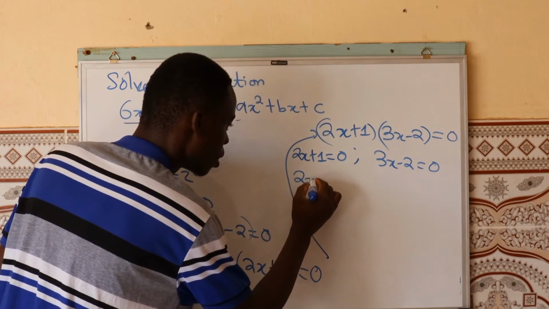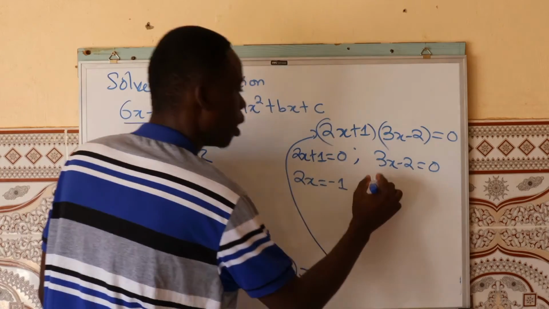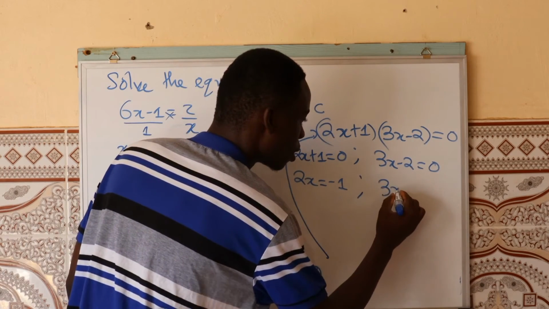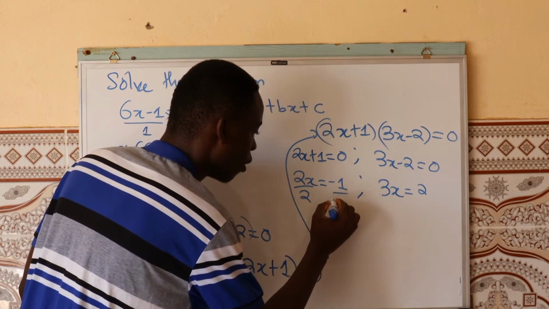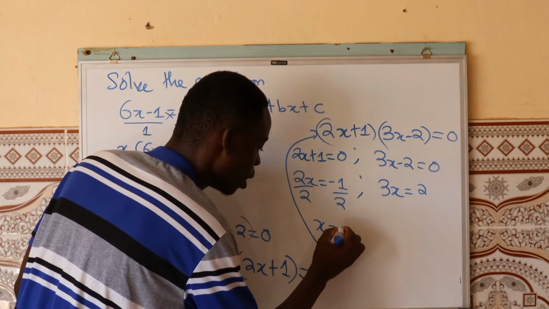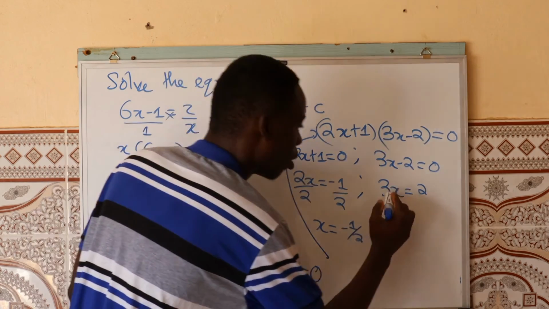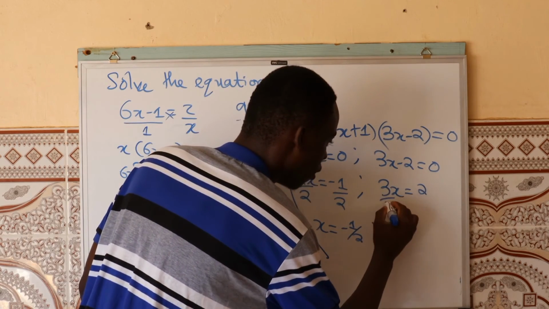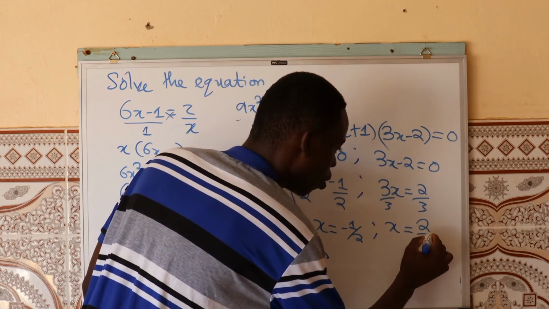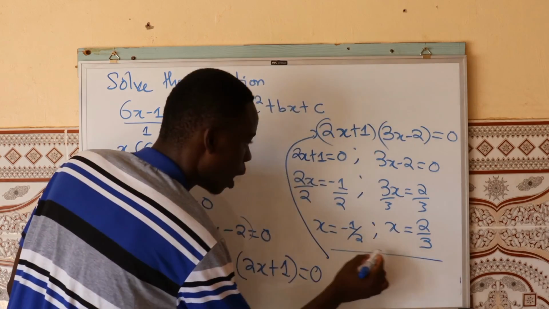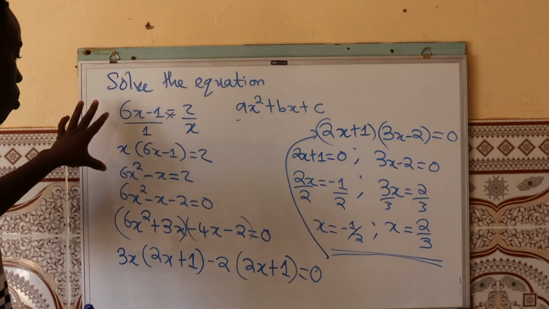Here, 2x is equal to negative 1. This will cross the equal sign, becomes negative. Here, 3x will be equal to 2. We divide by 2 here, divide by 2 here, hence our x here is negative 1 over 2. And our x here, we divide by 3, divide by 3, our x will remain 2 over 3. So these are our two final answers when solving such type of equations.